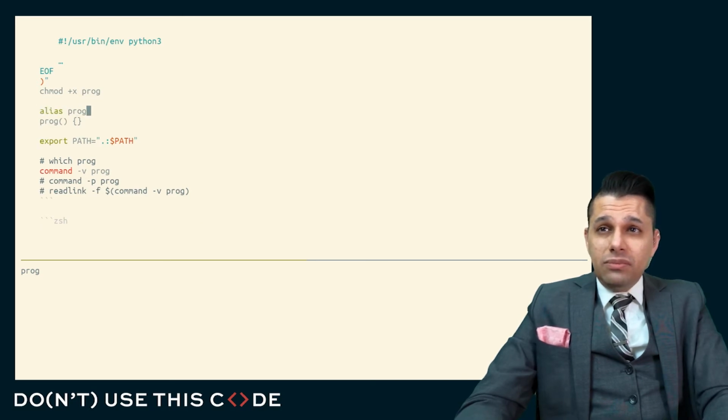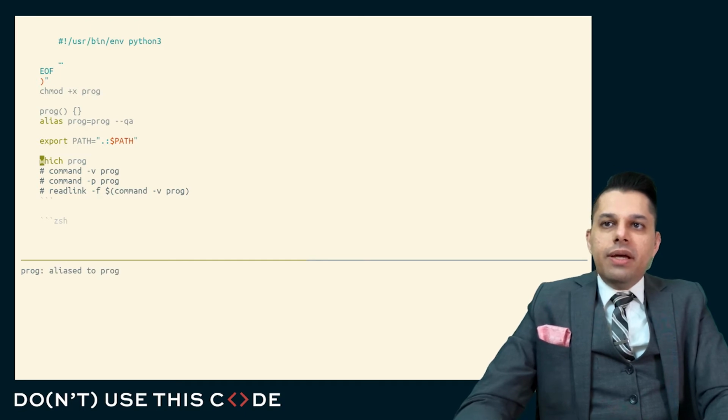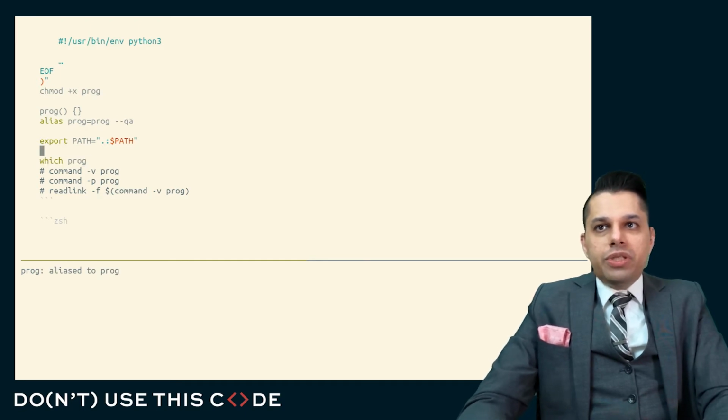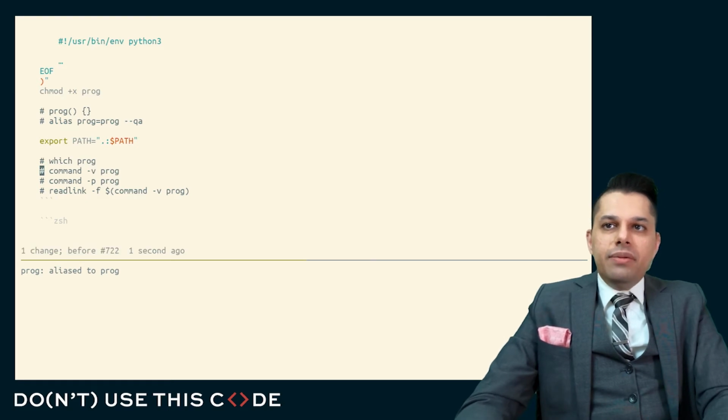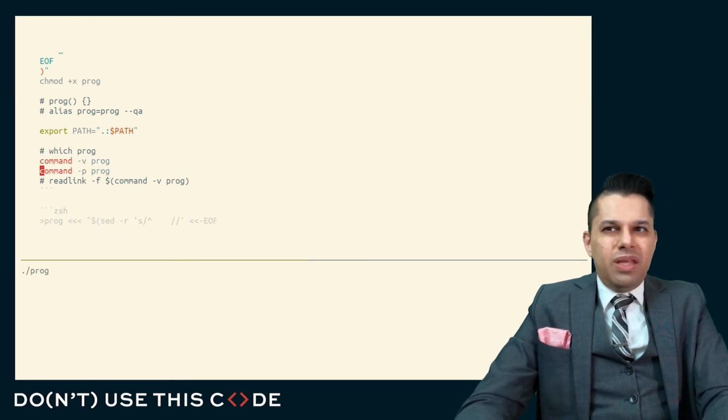Aliases, if I do prog, QA, and you'll see how aliases also behave. If you have all 3 of them, you'll see that which here will tell you which of these you use. Are you using the alias, are you using the function, are you using the actual binary, or the actual script on disk? Whereas command -v can say, oh, you know what, ignore that other stuff. Just tell me where the thing is on disk.